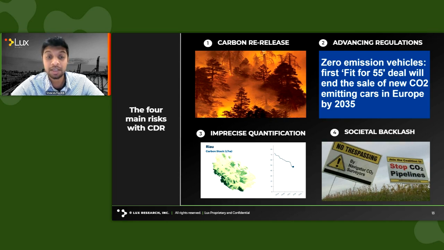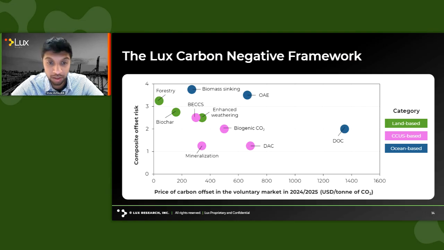And that's what you see here in the Lux carbon negative framework. This figure has the average price of the carbon credit on the x-axis, which is what you would pay as an organization to offset with this technology. And on the y-axis, you see the composite risk. What you see here is that the land-based solutions, which are quite affordable, actually have some of the higher risk profiles, whereas mineralization or direct air capture carry the lowest risk profile, but then they do carry the cost premium.